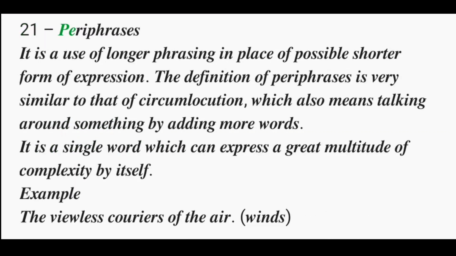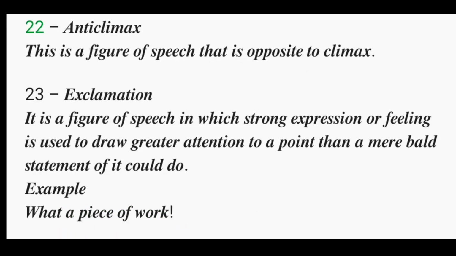21. Periphrases. It is a use of longer phrasing in place of a possible shorter form of expression. The definition of periphrases is very similar to that of circumlocution, which also means talking around something by adding more words. It is a single word which can express a great multitude of complexity by itself. Example. The viewless couriers of the air. Winds. 22. Anticlimax. This is a figure of speech that is opposite to climax.